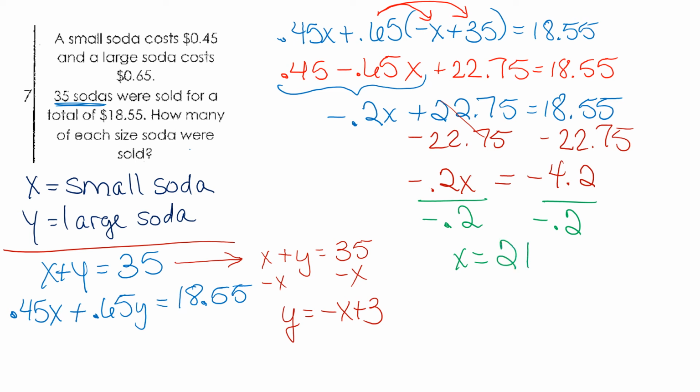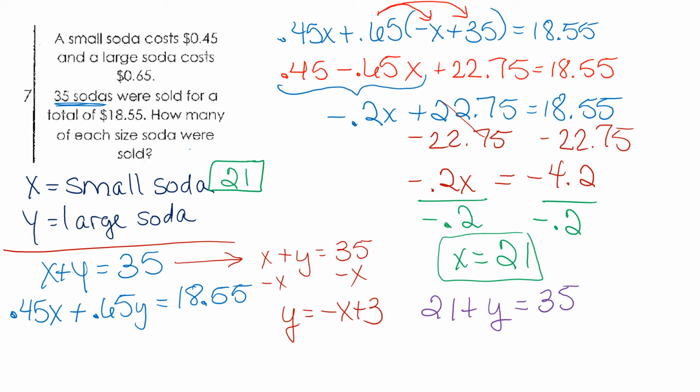So 21 represents the x, and that's the number of small sodas. So that's what you would put as your small soda value. To get your large soda value, you would take your 21 for x and substitute it into one of the equations. I'm going to substitute it into the top equation. So that would be 21 plus y equals 35. I would subtract 21 on both sides of the equation, leaving me with y equals 14.